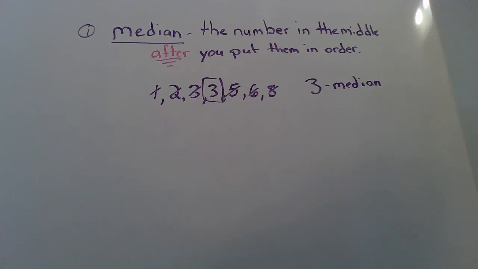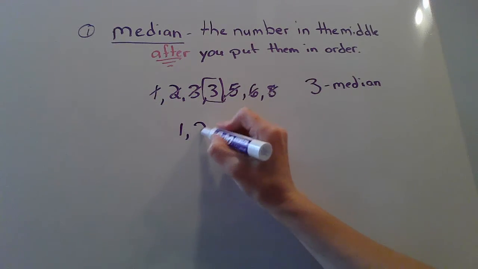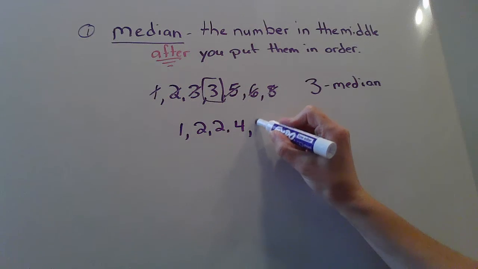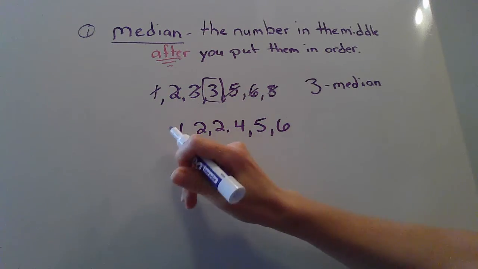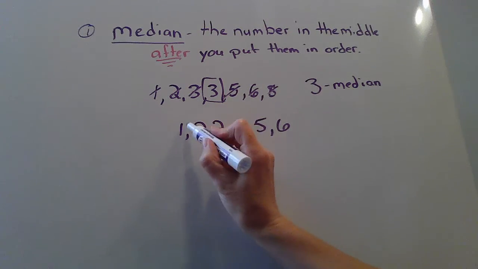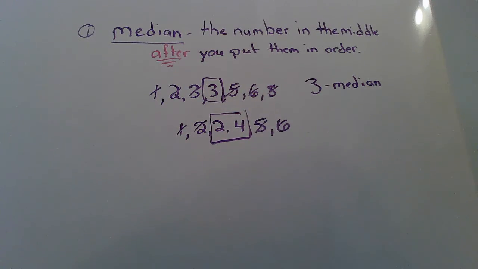Now, sometimes they will give you a set of data and it's not an odd number of data. So let's say I give you the data of 1, 2, 2, 4, 5, and 6. So there's 6 data, so that's even. So if I cross off 2, I'm stuck with 2 numbers in the middle.